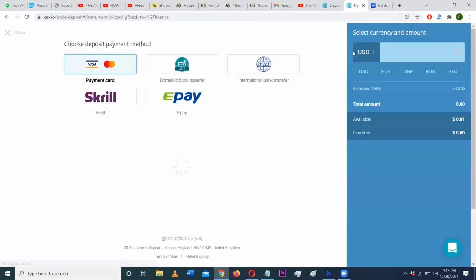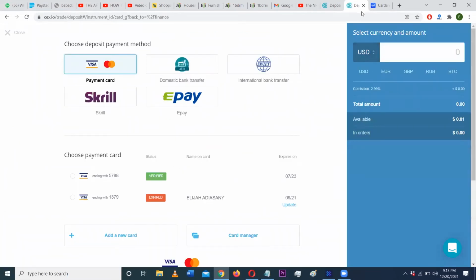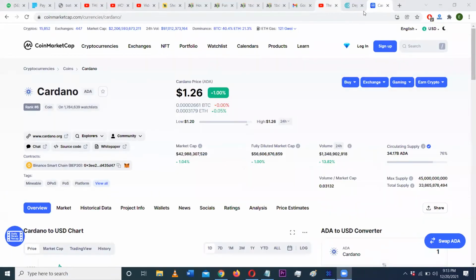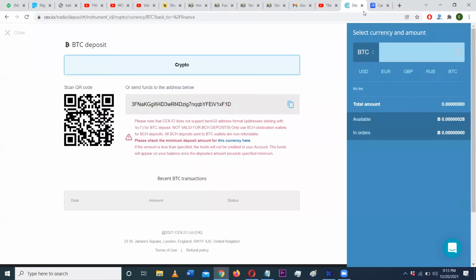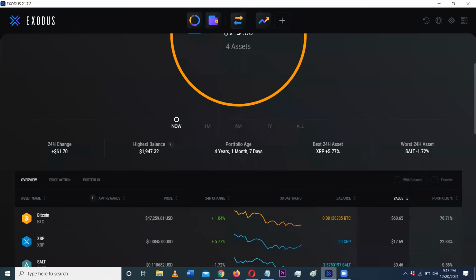So like I was saying earlier, it's already open here. I'm transferring Bitcoin from my Exodus wallet to the exchange, right? cex.io. So there's the address they've given me. This is the Bitcoin address that they've given me. So I'm going to copy it. It says copied.